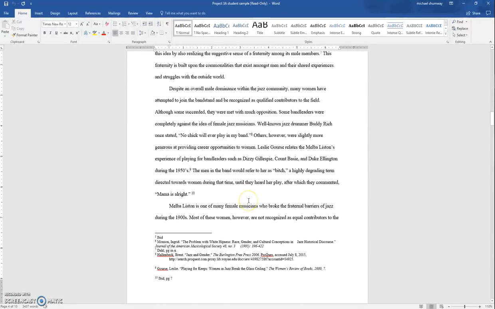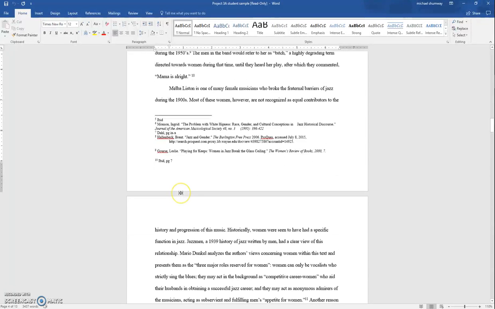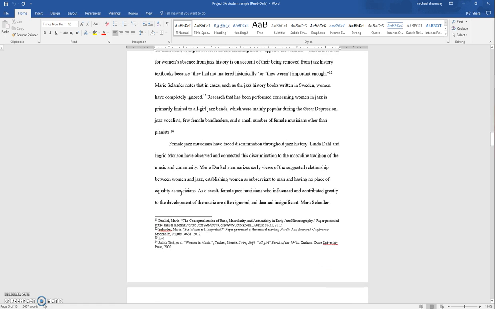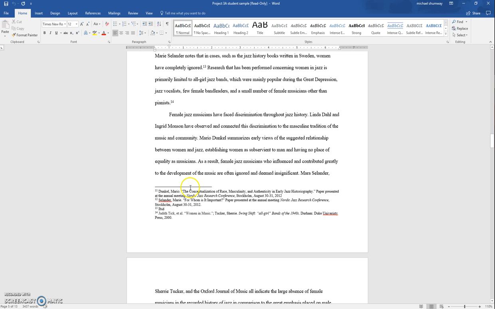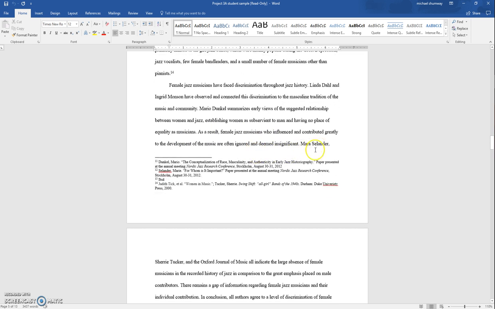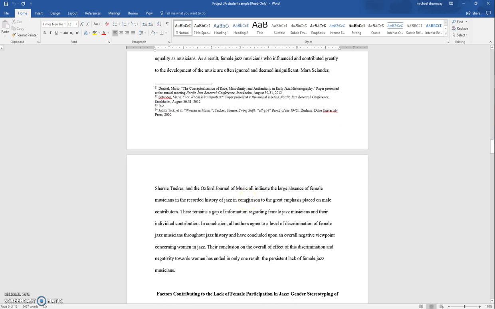And as you go through this, you'll see that the author continues to do this, right? So we've got our next source, where we're talking about the history of this issue, okay? And that's what they've done. They've brought in several sources all dealing with this history. Dunkel is another source that we see, and then we bring in Selander. And all of this is to show how various authors are approaching the history of this issue.